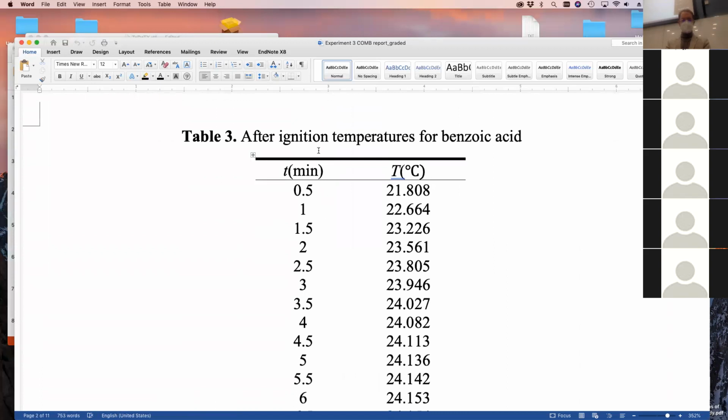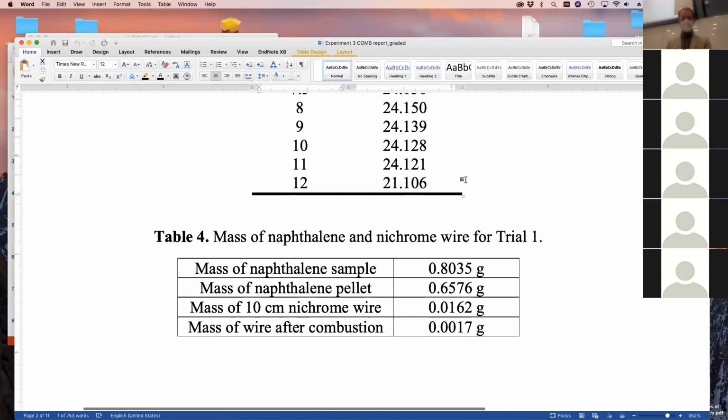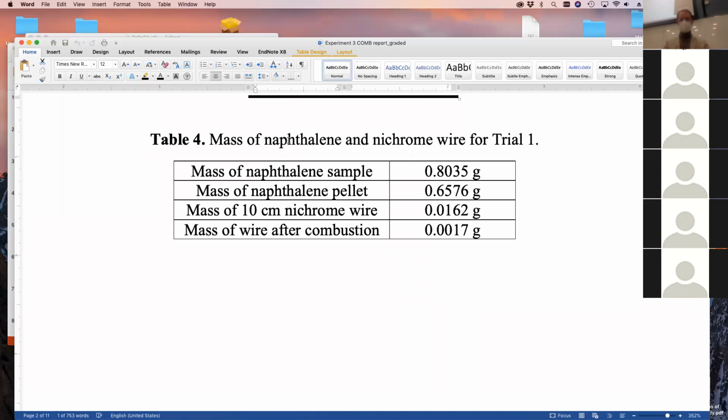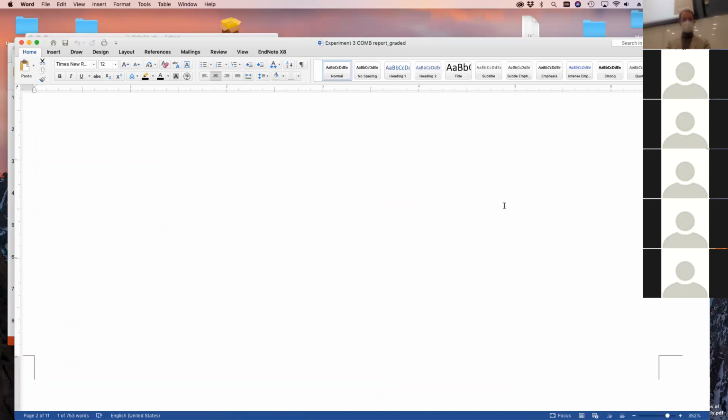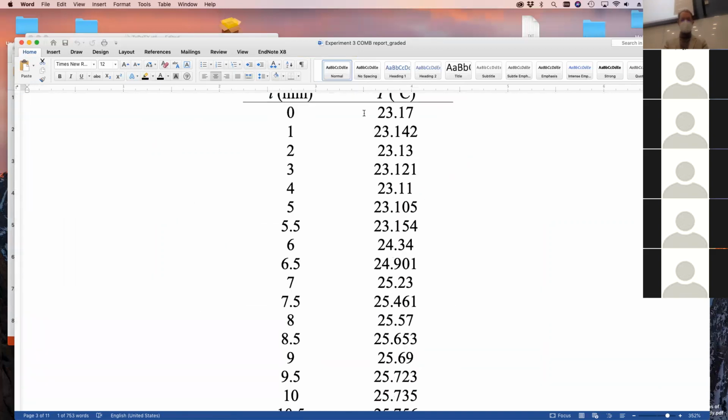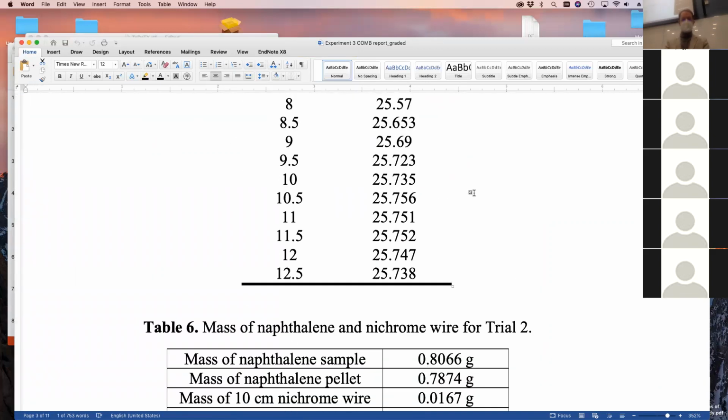Notice that the tables have a short title above the table, and also the units are given. So time is measured in minutes, temperature is measured in degrees Celsius. Okay, the second part of the experiment involved combustion of naphthalene. So there's a separate table for that portion, and then a separate temperature versus time table.